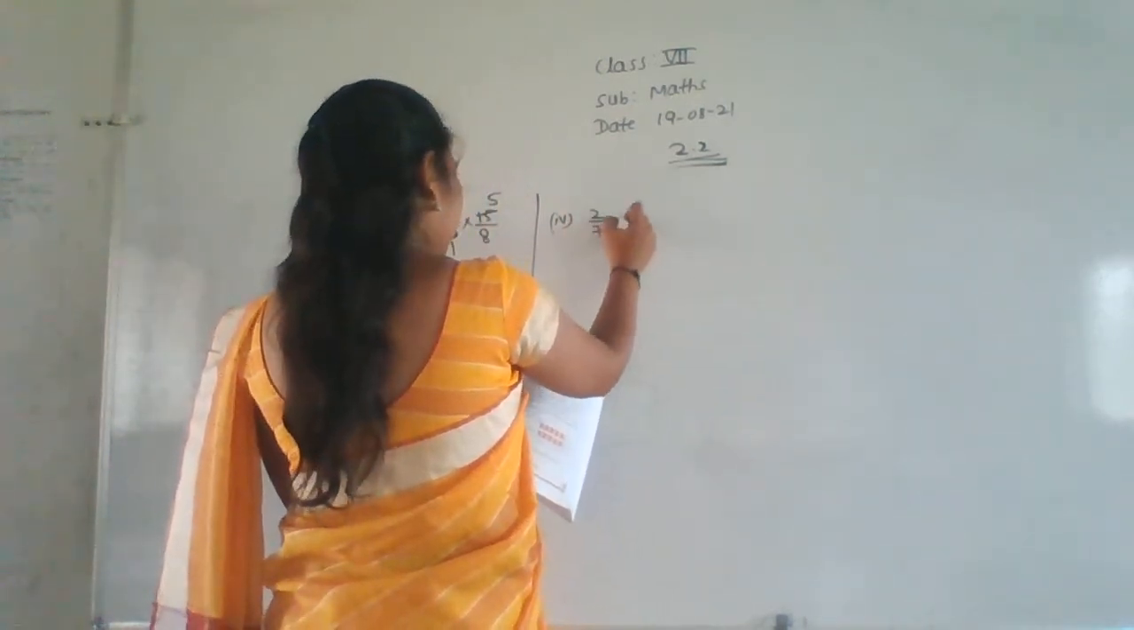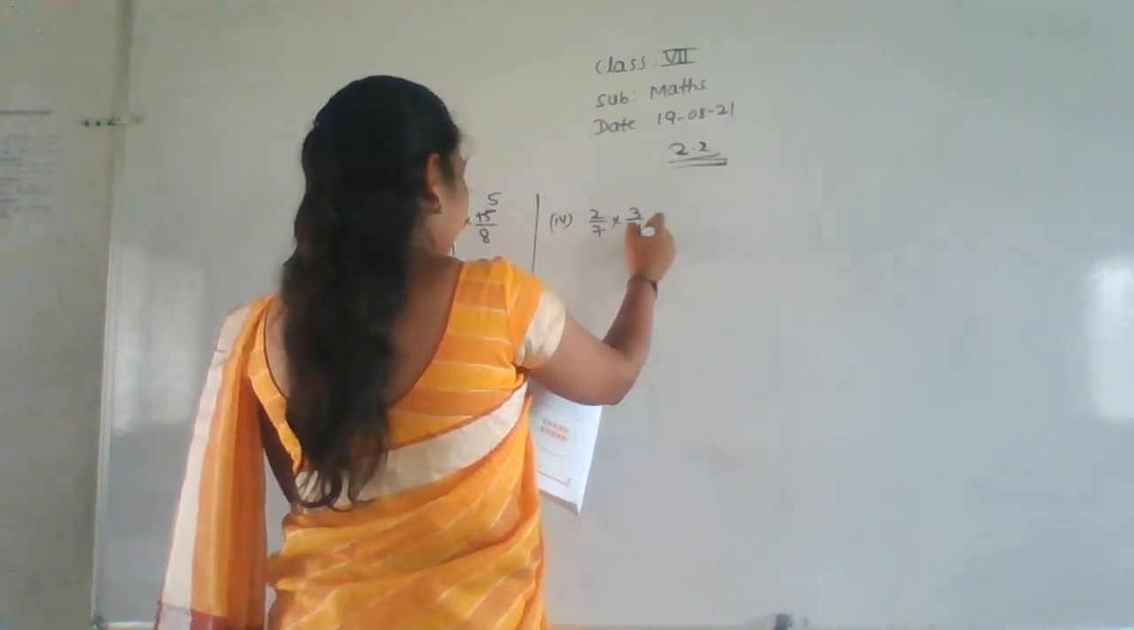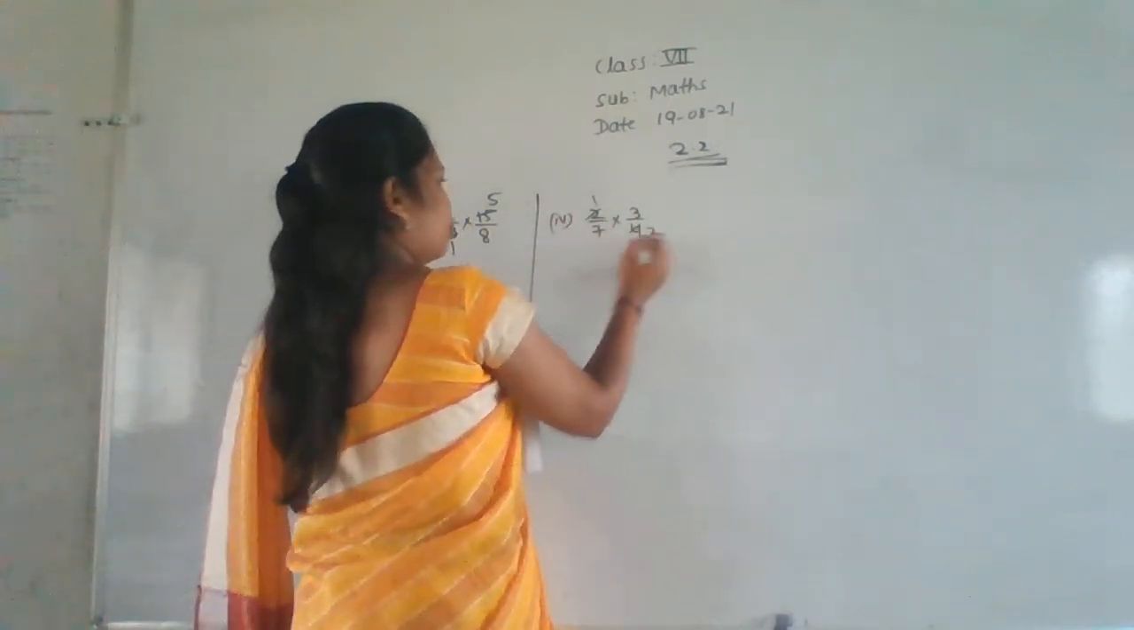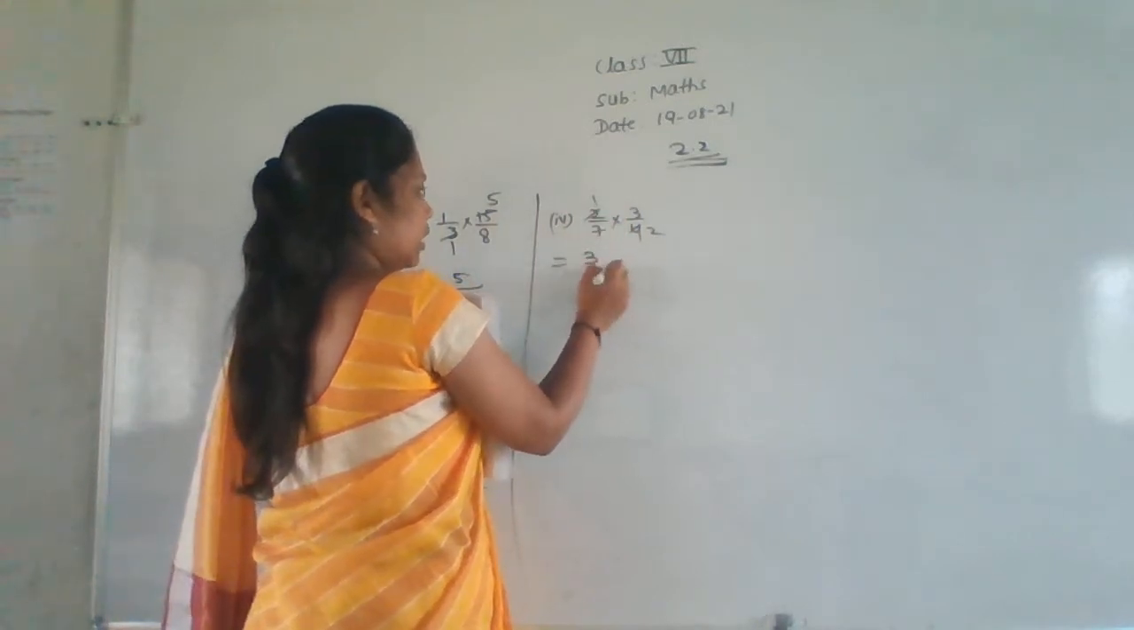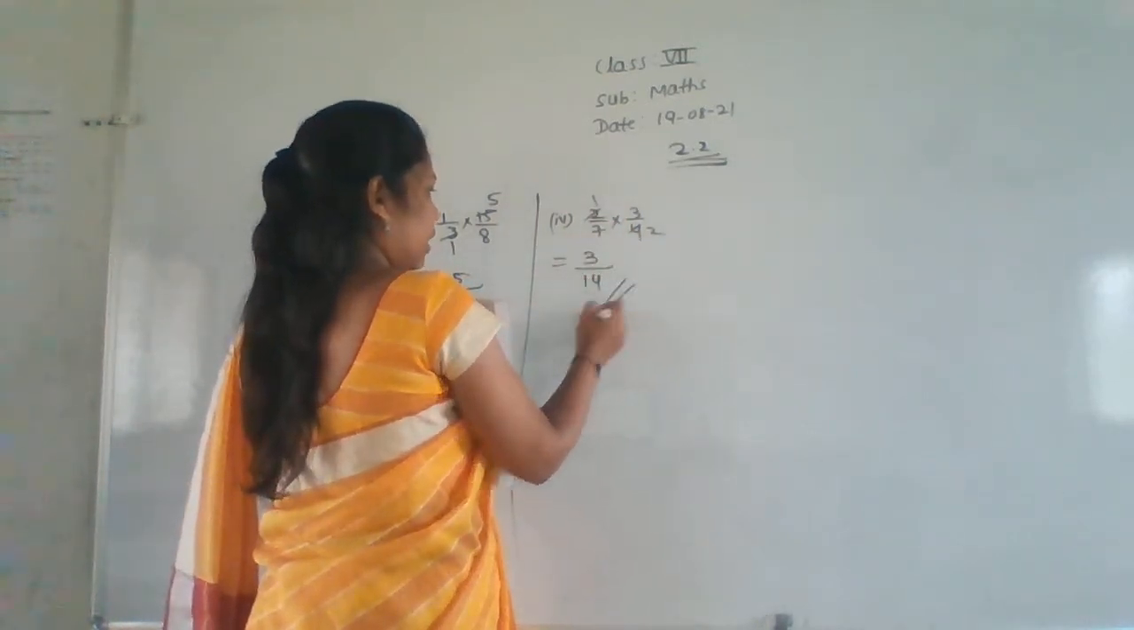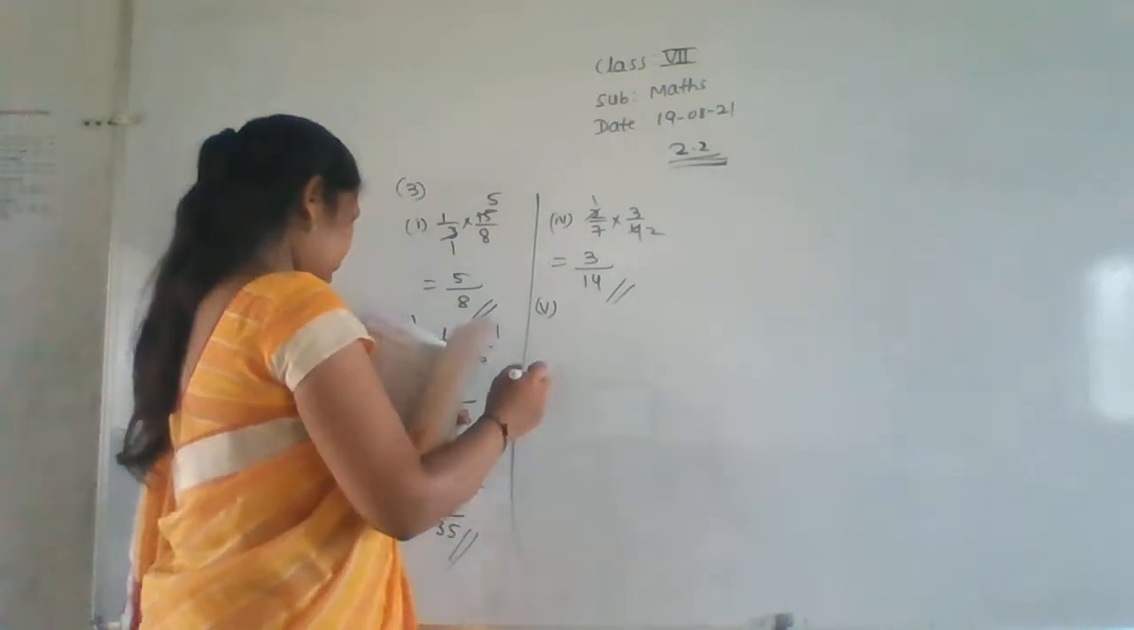2 by 7 into 3 by 4. Here 2 ones are 2, 2 twos are 4. 3 into 1 is 3. 7 twos are 14. 3 by 14 is the answer. Okay. Next, fifth one.